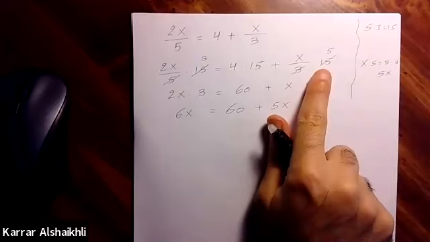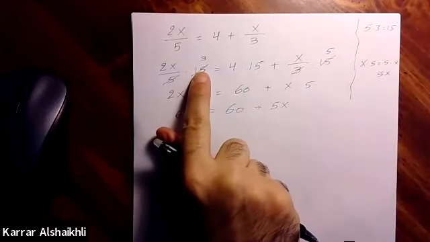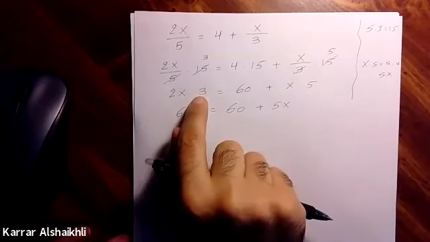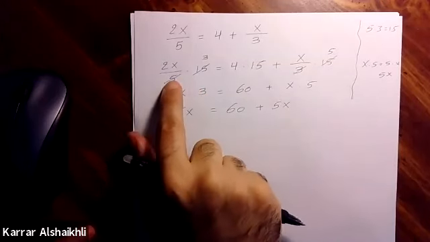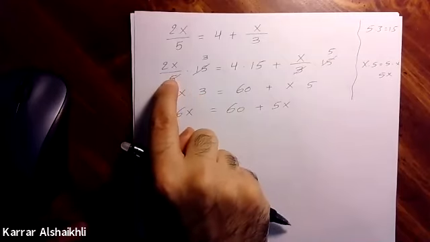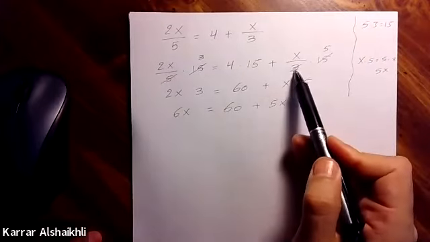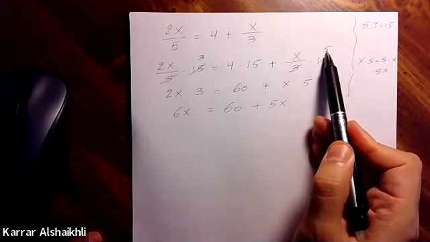Sir, I got confused in the leftover. 15 over 5, we're going to cancel. 15 divided by 5 is going to be what? 3. Okay, here's the 3, and here's the 2x. You see, we cancel the 5. That's our main thing we have to do: cancel the denominator, okay? The same thing here, 15 divided by 3 is going to be 5.